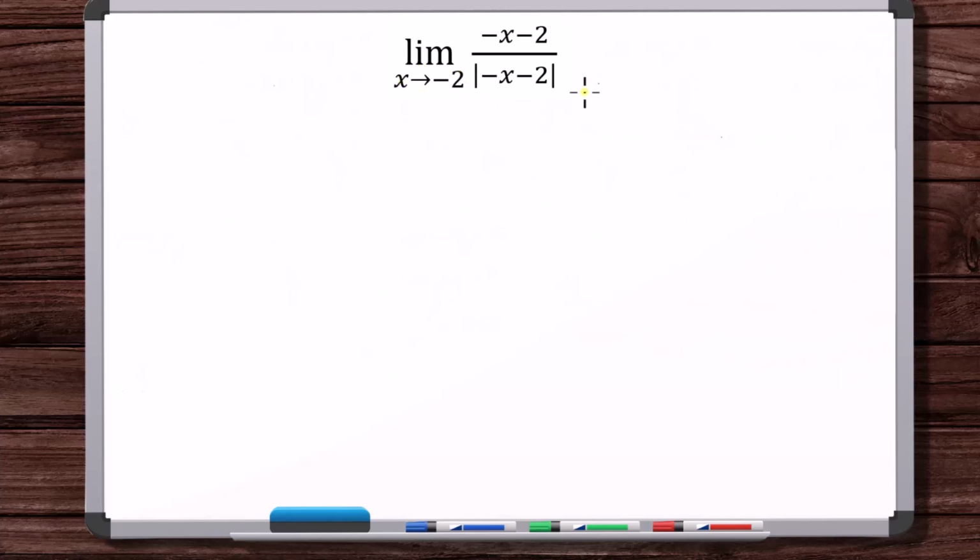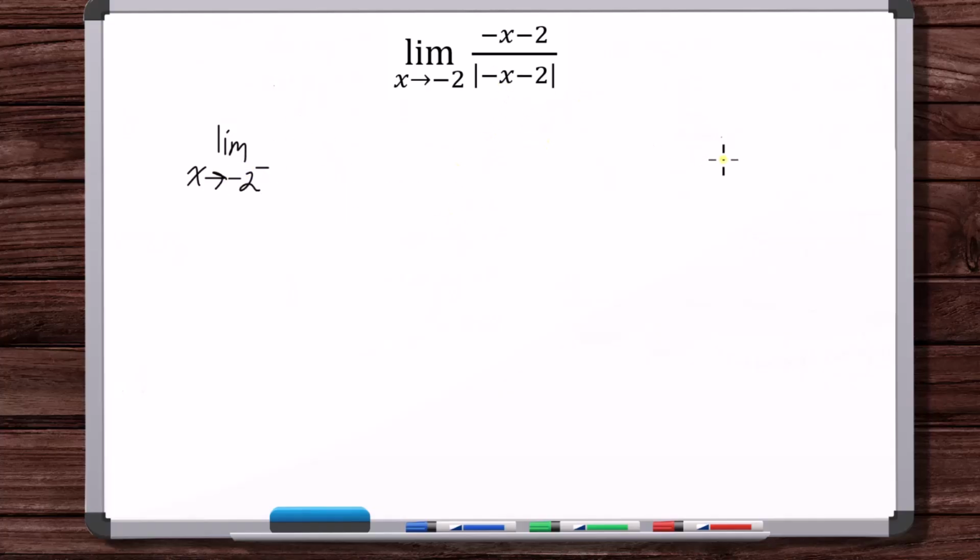Okay, the limit as x approaches minus 2 of minus x minus 2 over the absolute value of minus x minus 2. So here we're approaching minus 2 from both sides in general, a two-sided limit. And minus 2 is the crossover point where this expression switches from negative to positive inside of the absolute value. So what we're going to do is analyze each of the one-sided limits of this function. So x approaching minus 2 from the left.